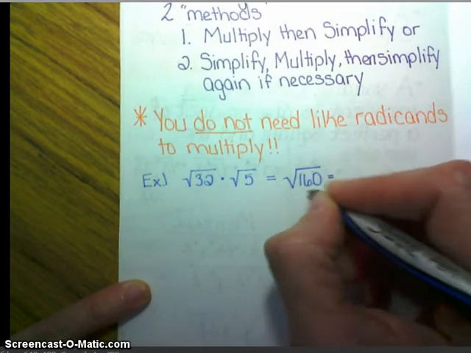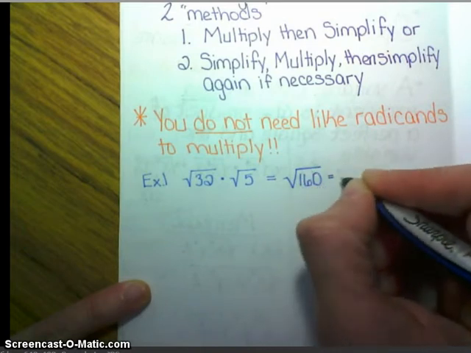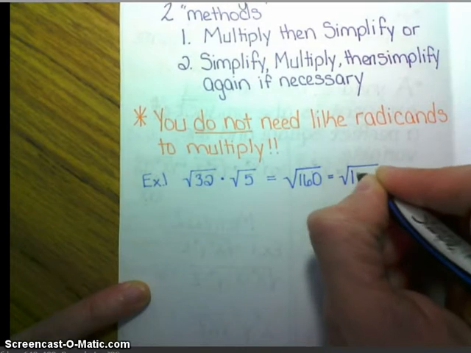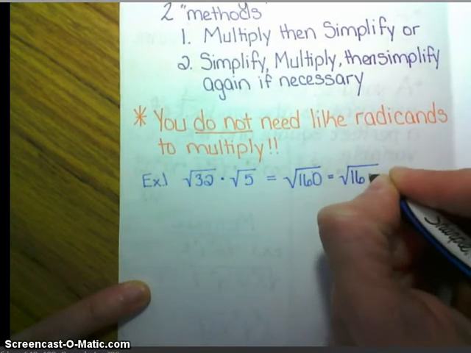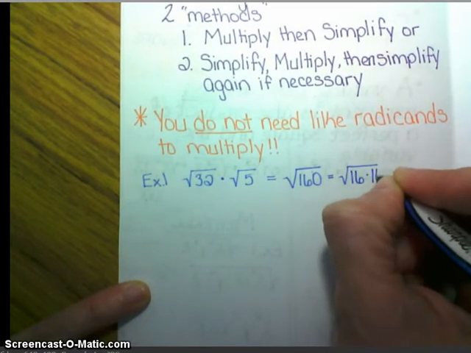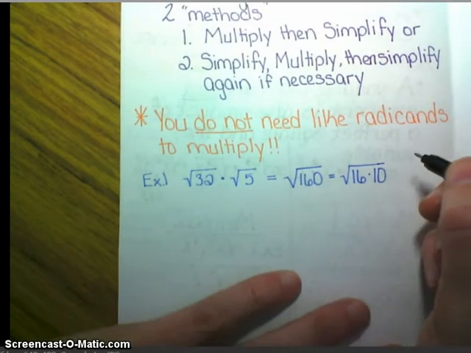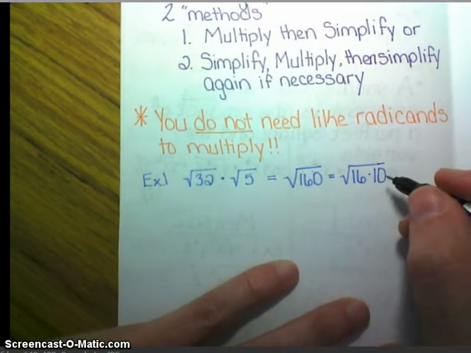The largest perfect square factor that will go into 160, hopefully you've already written it, is 16. And 16 will go into 160 10 times. Now, if you picked 4, 4 will work, but it's not the largest perfect square. You've got to do the largest one.